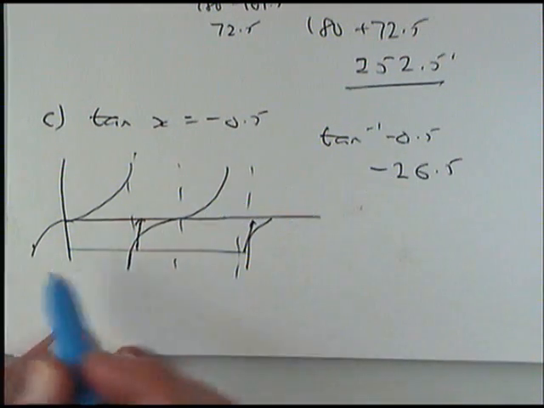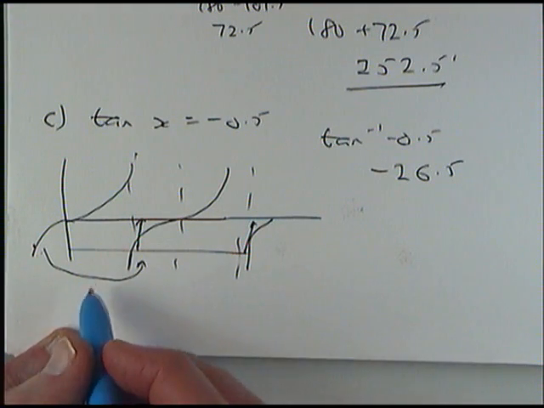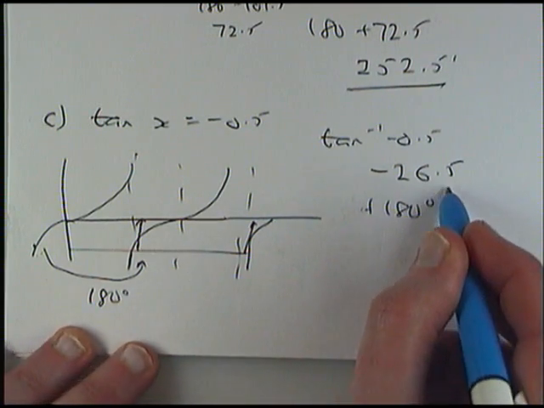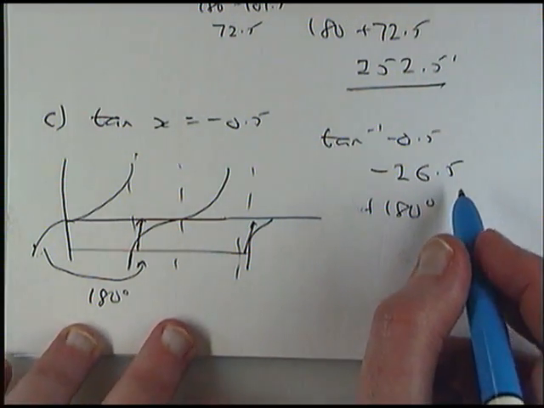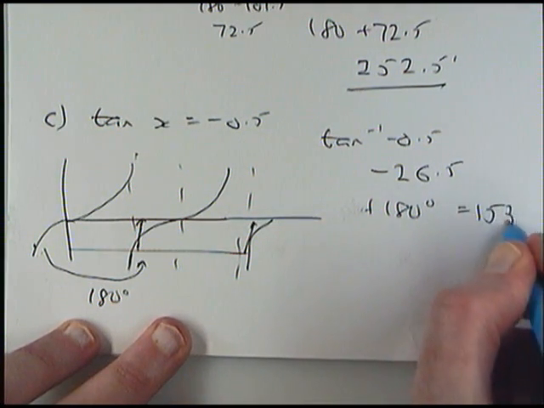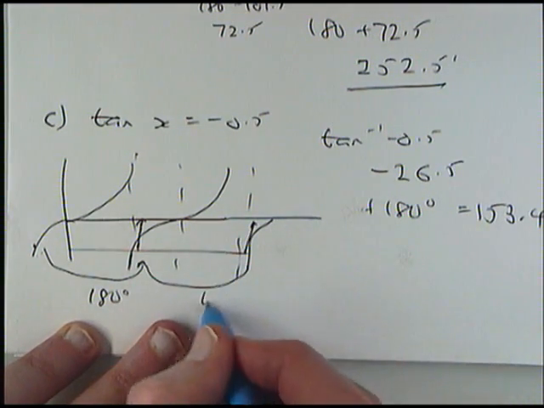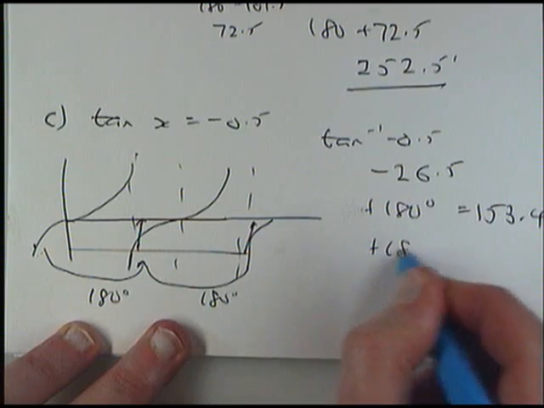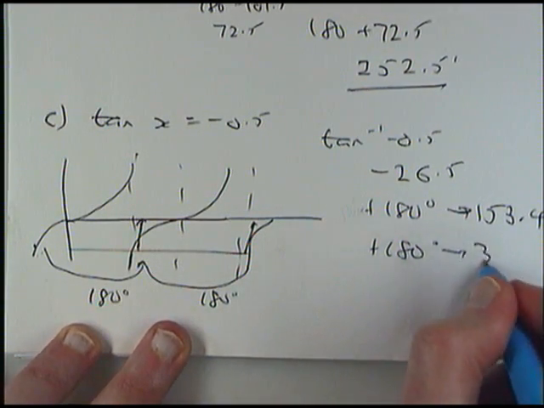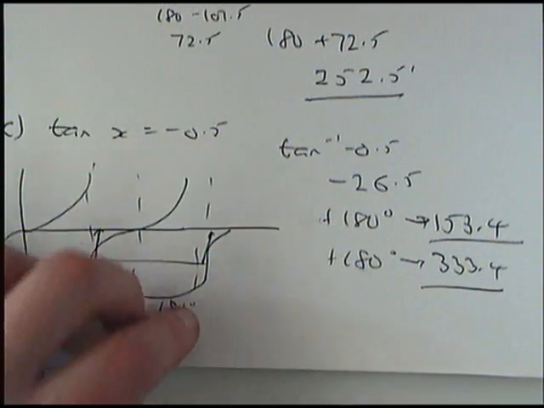So, to shift to that answer there, this is half its period. That's 180 degrees. So if you add 180 degrees on to that answer, you will get the first answer between 0 and 360. That's 153.4. The next answer, which is this position, is again another 180. Add another 180 onto the first answer you had, and you'll get 333.4. Those are the two answers for part C.